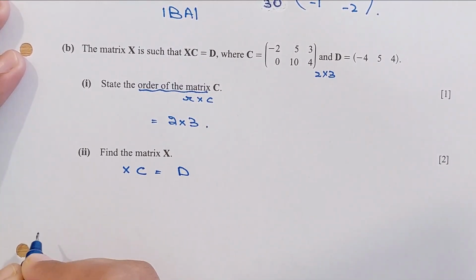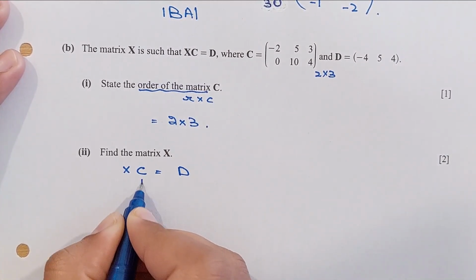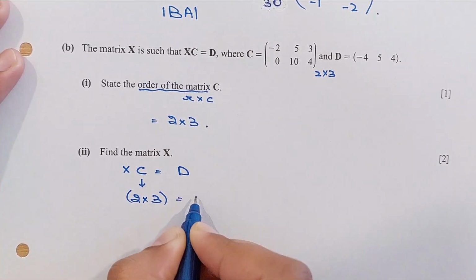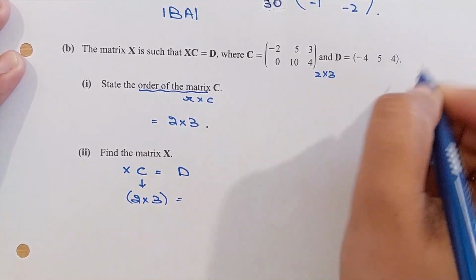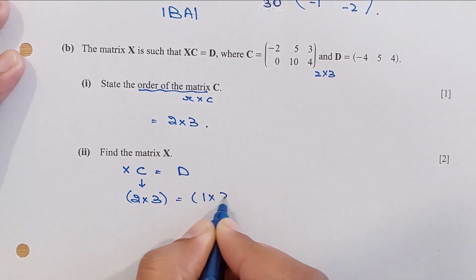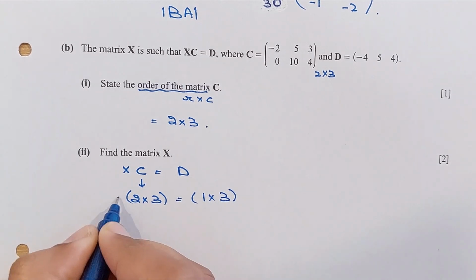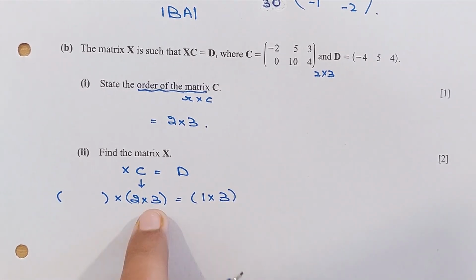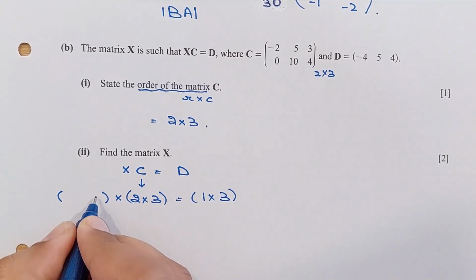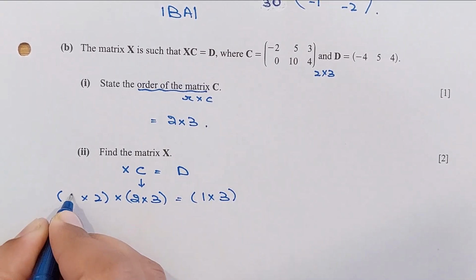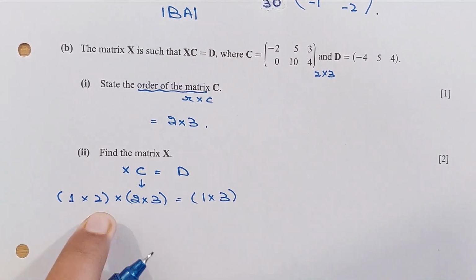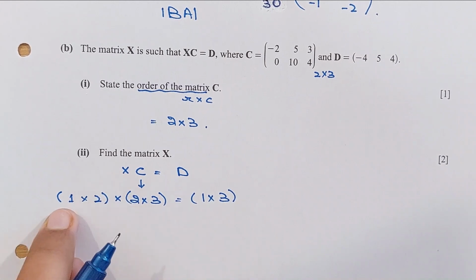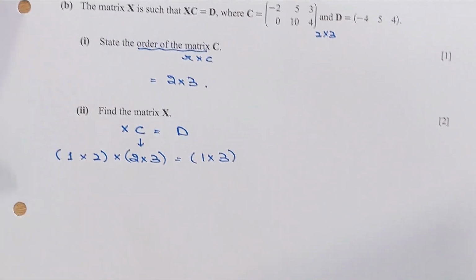So we don't know the order of matrix X, but the order of matrix C is 2 times 3, right? And the order of matrix D is 1 row and 3 columns, so this is 1 times 3, right? Okay, so what is the order for matrix X? As you can see, we have 3 and 3 here. So we have 2 and 1, so 1 times 2, 2 times 3. We can cancel the 2, 1 times 3. So the order of matrix X is 1 row and 2 columns, right?